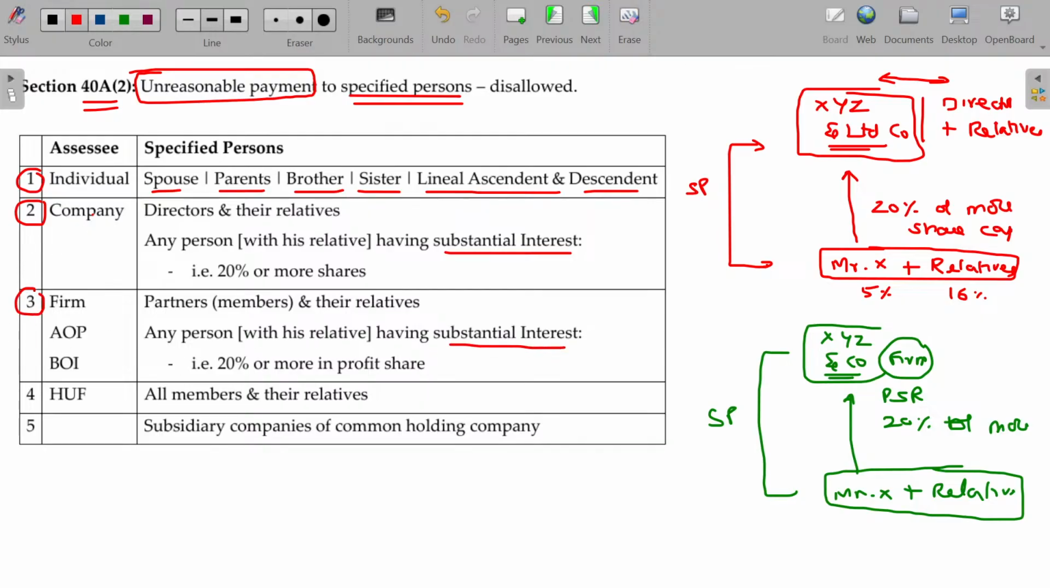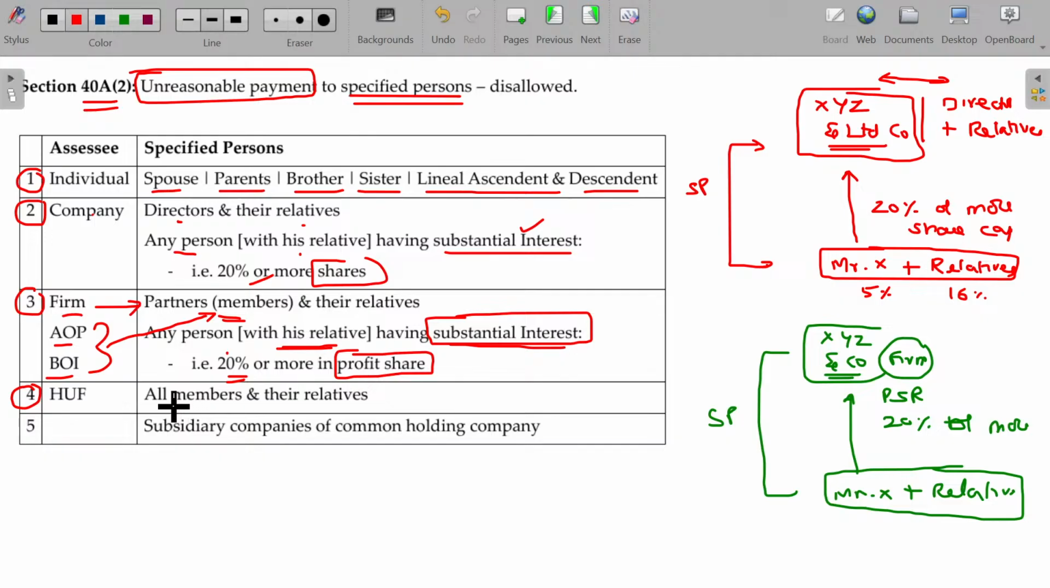Third point. In case of a company, directors and their relatives, and apart from that, any person with his relative having substantial interest, that is 20% or more shares. In case of a firm, AOP, BOI, partners or members and their relatives, any person with his relatives having substantial interest, that is 20% or more in PSR. Usually we use the term partners in case of a firm, but in other cases it will be members. Here it's a share, here it's a PSR. In case of Hindu undivided family, all the members and their relatives.